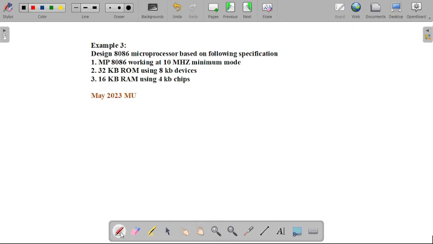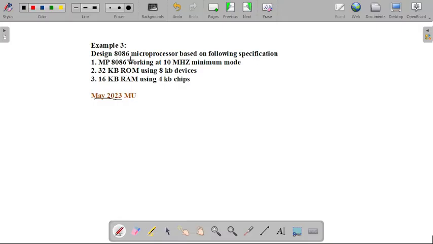In this video, I will explain how to solve a memory ROM and RAM interfacing example, and this question was asked in the exam in May 2023 in the Mumbai University question paper. So what is the question that is given?